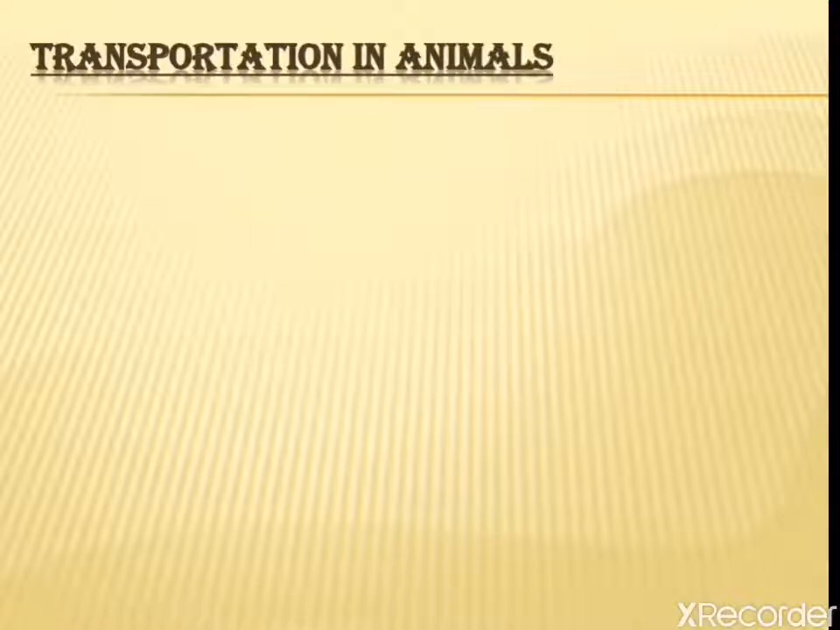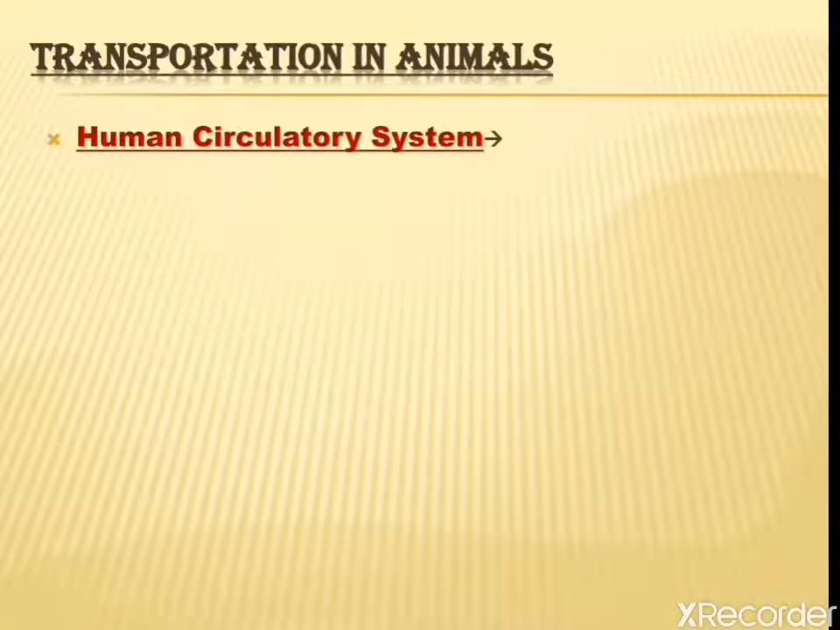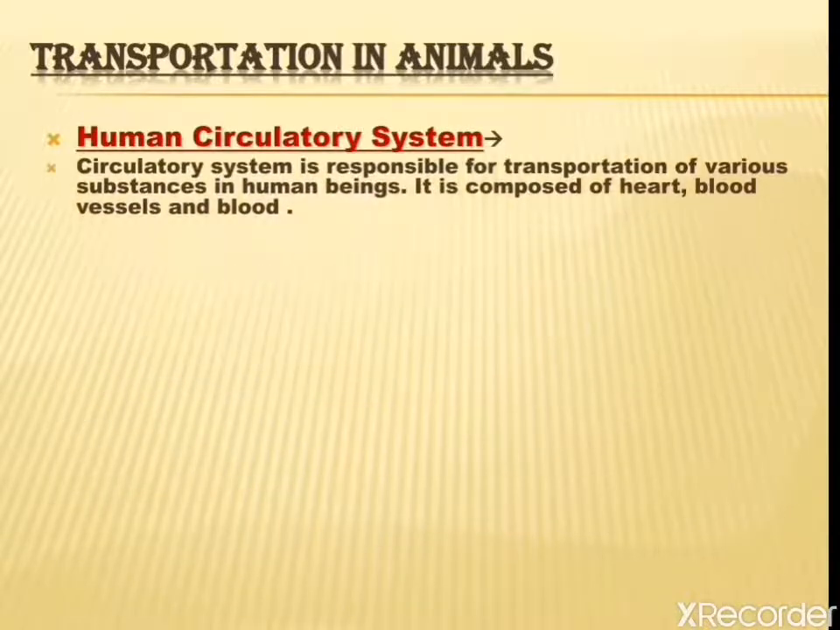Now, we will be studying transportation in animals. Transportation in animals, we will be studying in human beings. Human beings have a circulatory system. A circulatory system is responsible for transportation of various substances in human beings. It is composed of heart, blood and blood vessels.